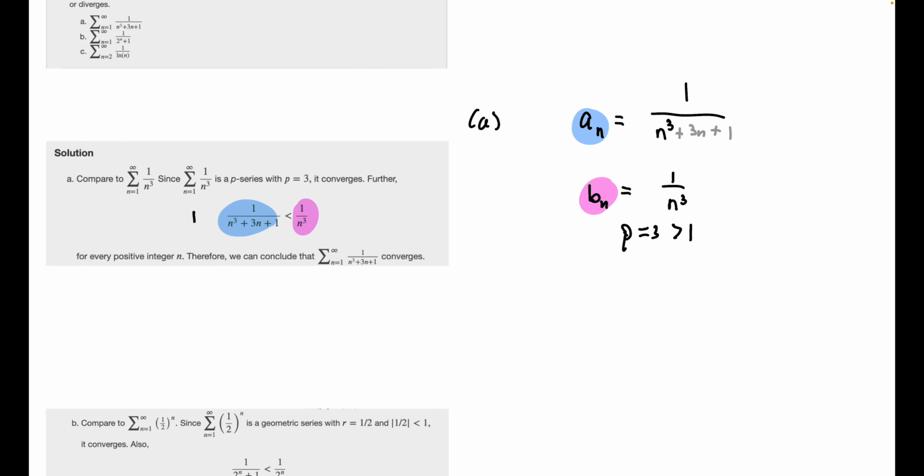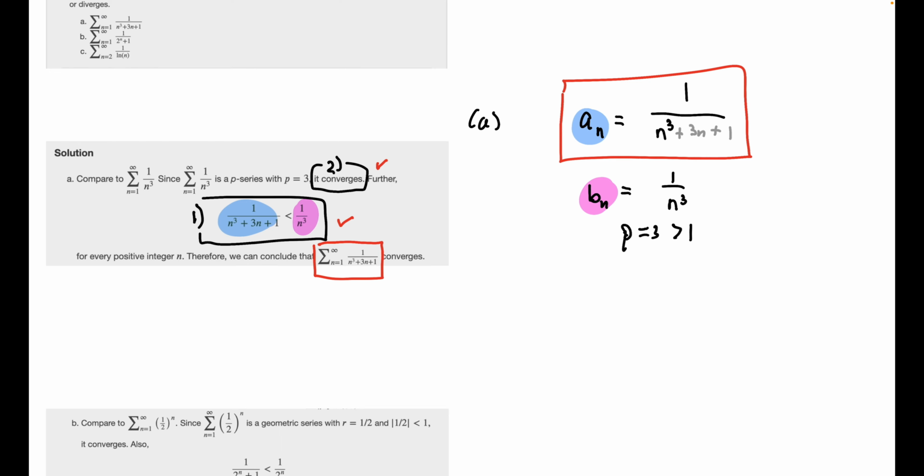So we need two things. We need 1, the good inequality, and then we need 2 for the series we've cooked up to converge. With 1 and 2, we can then make our conclusion that the given series will converge by CT.